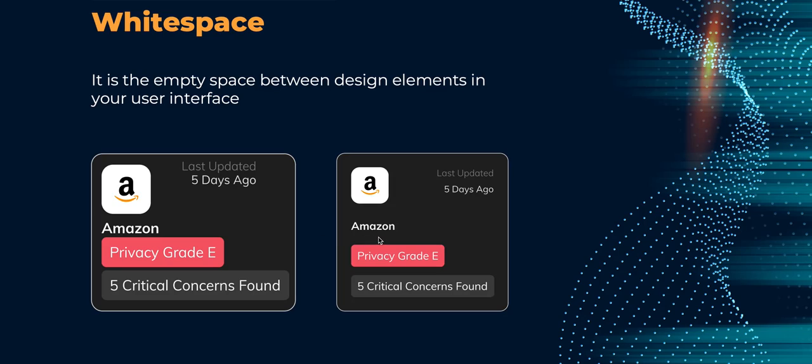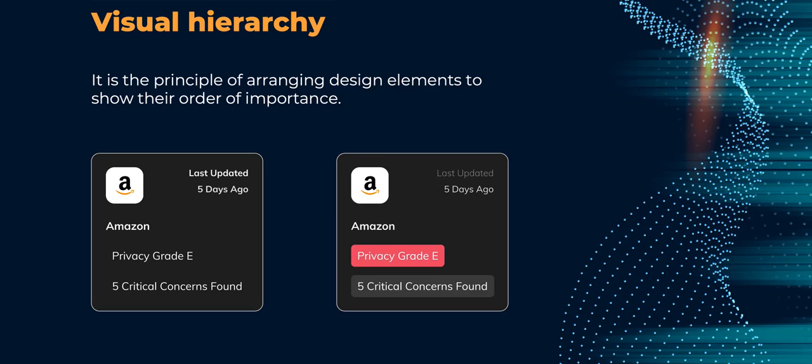But if you look at the design on your right, you realize that there's enough white space to make the design look breathable, beautiful and pleasing to the eye. Okay, so visual hierarchy. Visual hierarchy is a principle of arranging design elements to show their order of importance. So it basically lets us know what element is important, what the user should focus on, or what element the user should see first, right? Visual hierarchy directs the user's action in a way.